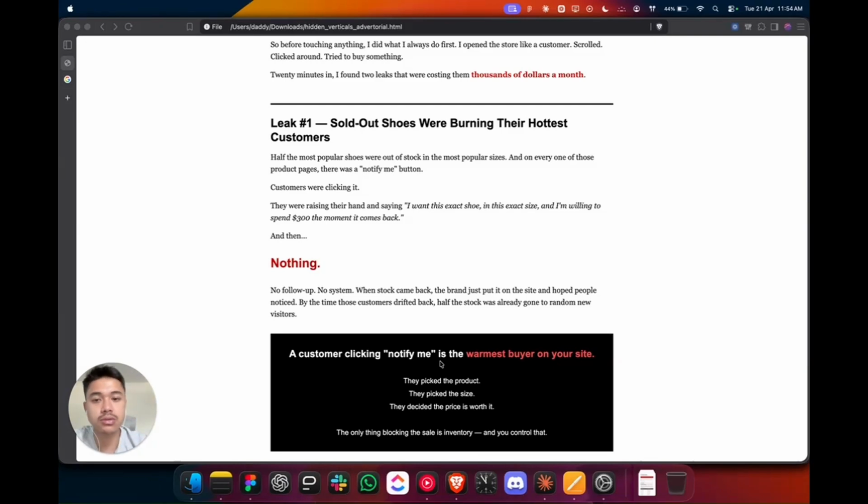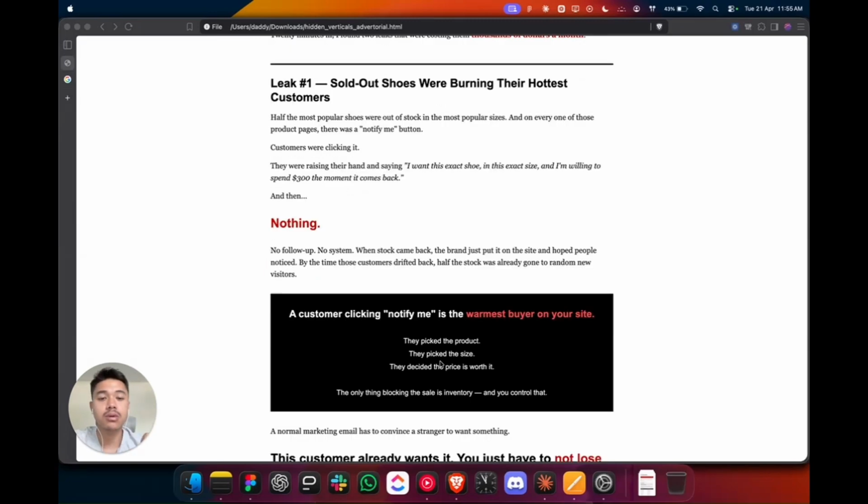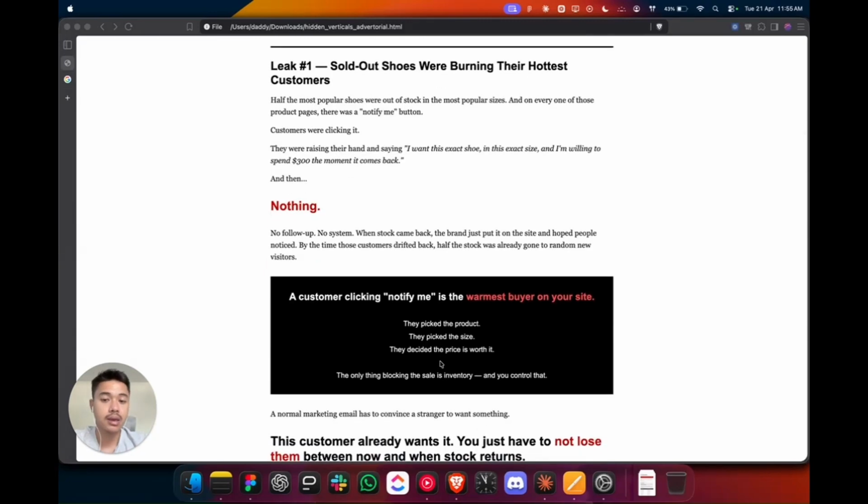Half of the most popular shoes were sold out of stock in the most popular sizes, and on every one of those product pages there was a notify me button. Customers were clicking it. They were raising hands and saying, I want this exact shoe in this exact size and I'm willing to spend more than $300 the moment it comes back. And then nothing, boom. No follow-ups, no systems in place, nothing telling the customer that the shoe is available back in the store in the size that you wanted. So when the stock came back, the brand just put it on the site and hoped people noticed. By the time those customers drifted back, half of the stock was gone already to some random new visitors, which we in fact paid a lot more money to get onto our site.